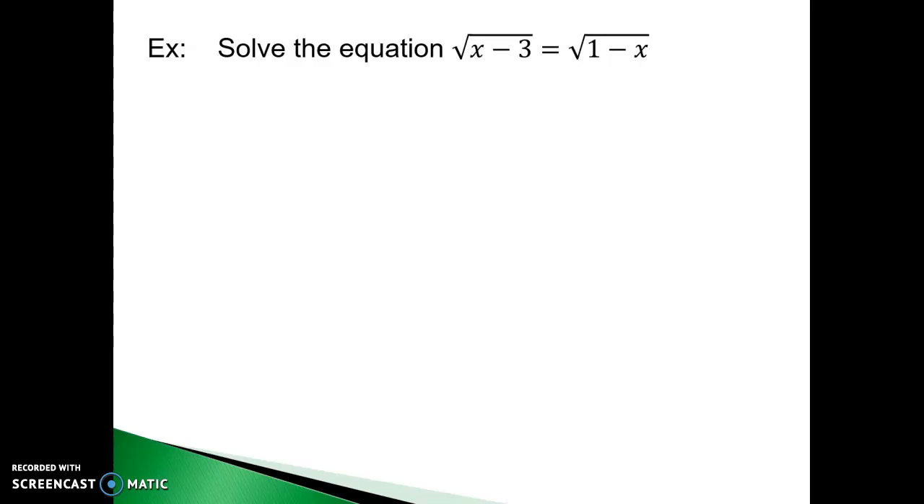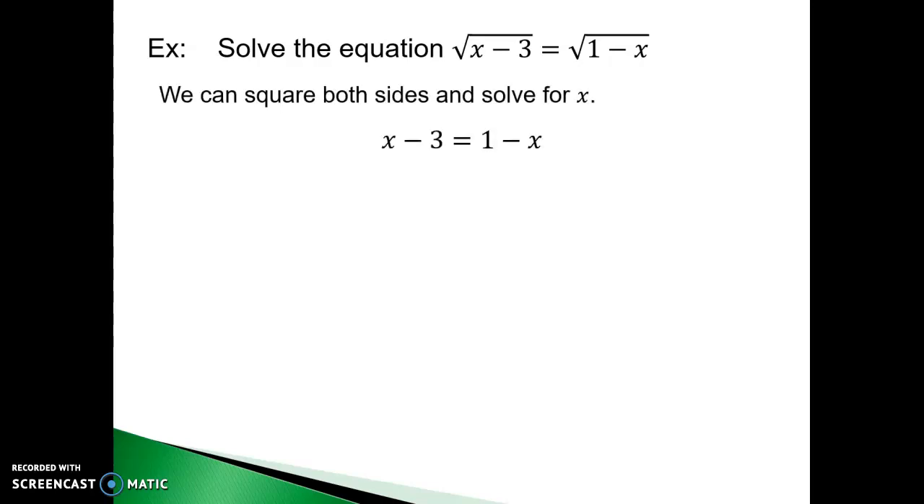the square root of x minus 3 equal to the square root of 1 minus x. If you want to take a moment to pause the video and see if you remember how to solve it, go ahead and do that. So if you remember, we're going to square both sides, which leaves us with x minus 3 is equal to 1 minus x. And then if we add x to both sides and add 3 to both sides, we get 2x is equal to 4, and we would say x is equal to 2.